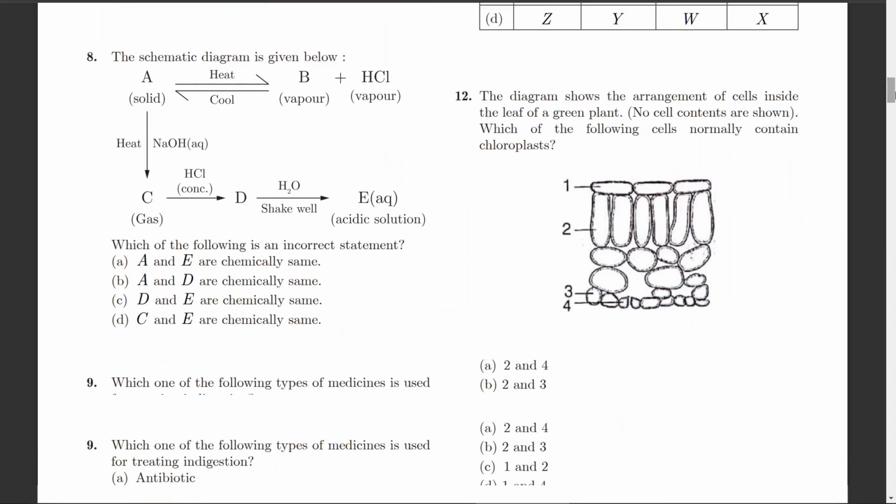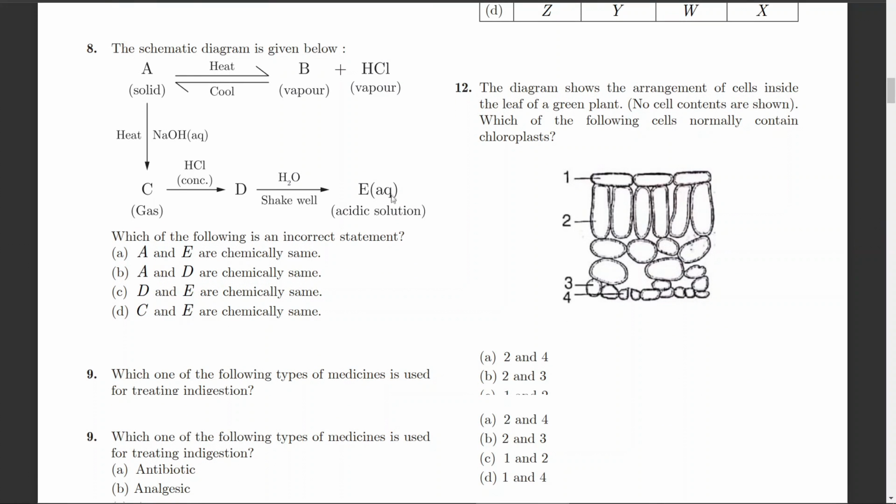Coming to question number 8, which is, a schematic diagram is given below and you have to find out the incorrect statement. Which one is the incorrect statement you have to look into, right? So here you have to first solve this diagram, correct? You have to find out A, B, C, D and E first of all. Now let us first complete this diagram and then we will proceed with the options.